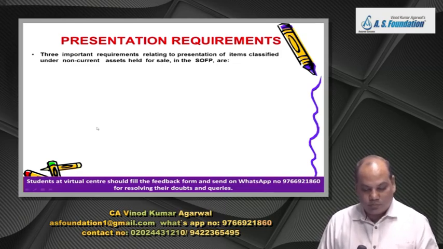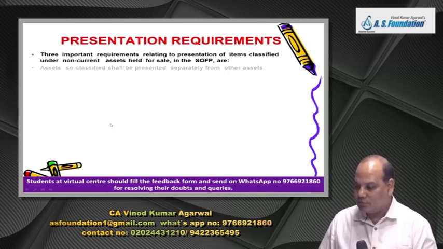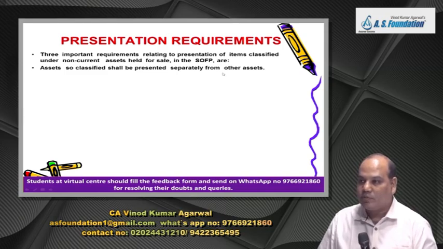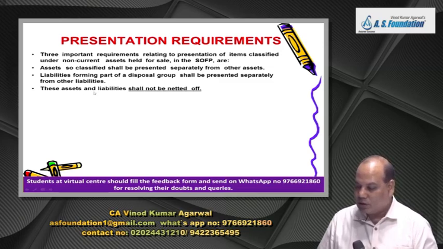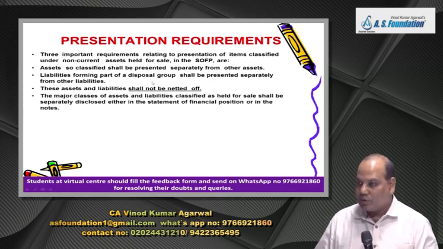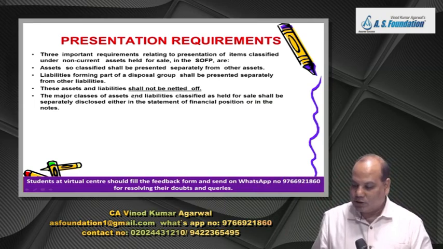Three important requirements relating to presentation of items classified as non-current asset held for sale. Principle number 1: assets so classified shall be presented separately from other assets. So your financial statements should very clearly differentiate such assets from other assets. Liabilities forming part of a disposal group will be presented separately from other liabilities. And the third principle is that these assets and liabilities shall not be netted off. Even though they belong to a disposal group, they will be presented separately on the asset and liability side and disclosed separately from other assets and liabilities.